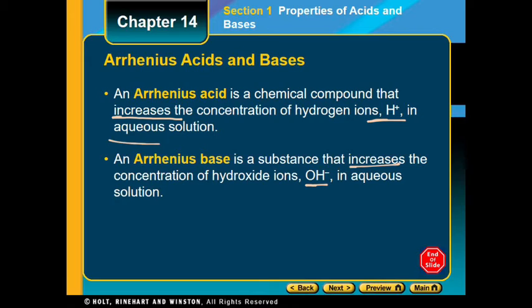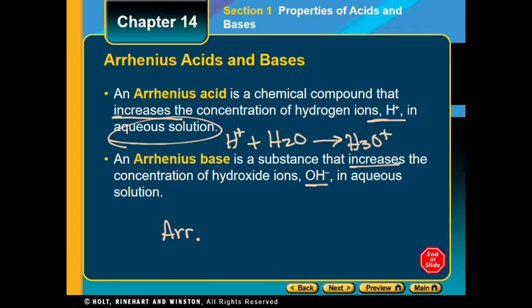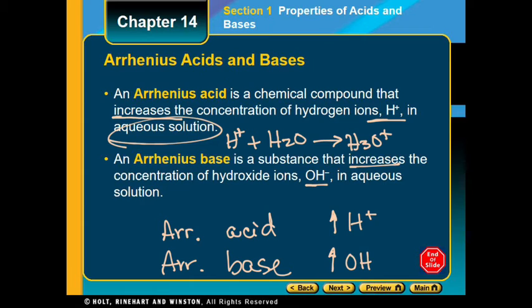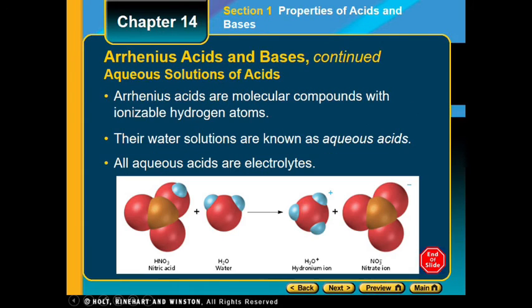When it's talking aqueous solution here, they're talking about the hydrogen ion. Aqueous means it's dissolved in water, and that would give you the hydronium ion. So if I were just abbreviating this, because again, we have a few different classifications we'll get to within the chapter: an Arrhenius acid increases hydrogen ion production, and an Arrhenius base increases hydroxide ion production. I'll try to underline the important parts here.